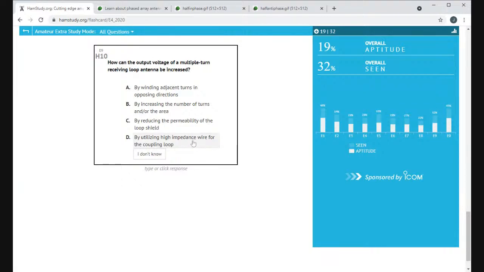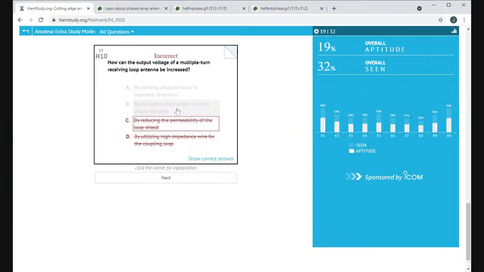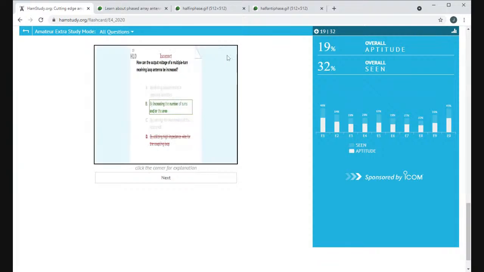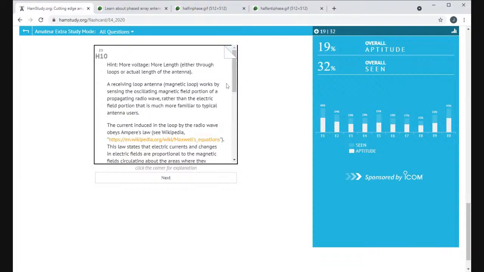I don't know. I'm going to guess utilizing high impedance wire for the coupling loop. Nope. The correct answer is B, increasing the number of turns or the area. More voltage, more length, either through loops or actual length of the antenna.